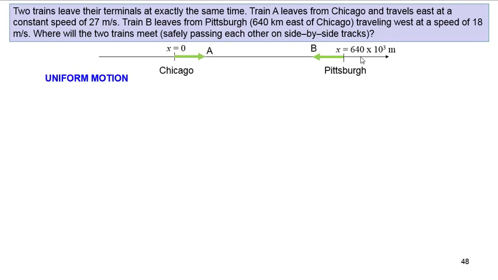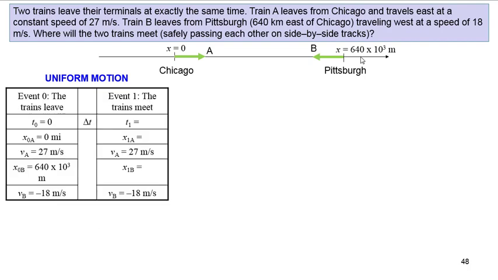Okay. Another thing to notice about this problem is that it's a uniform motion problem. It's uniform motion because these trains are not accelerating. That means I can use the very, very simple equation delta x equals v delta t. So that makes the math a little bit easier.